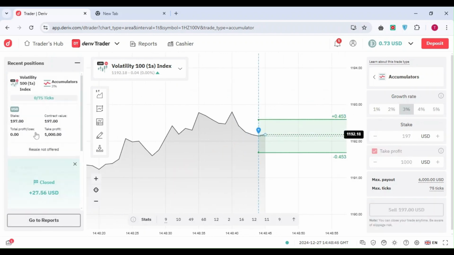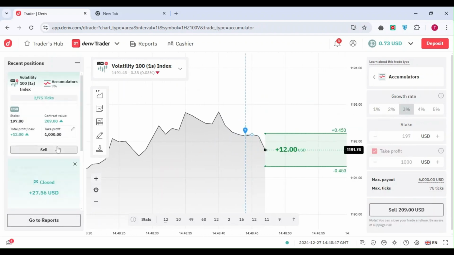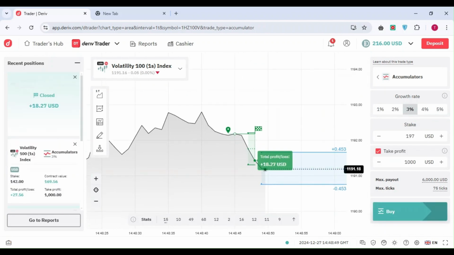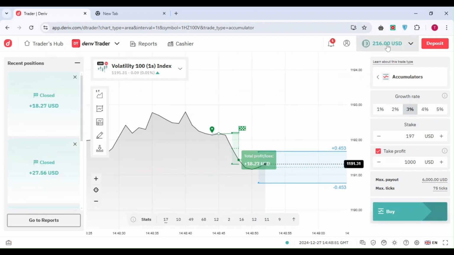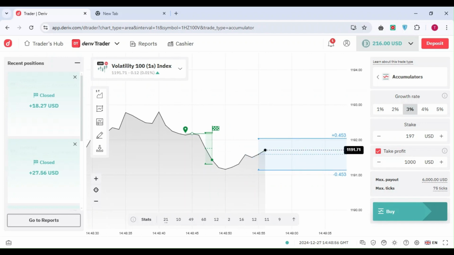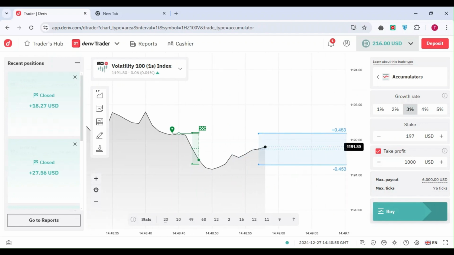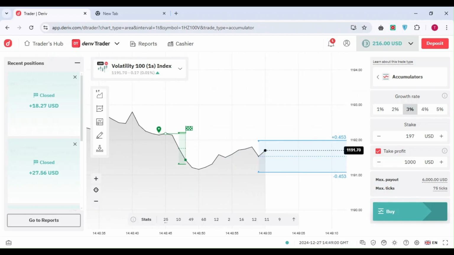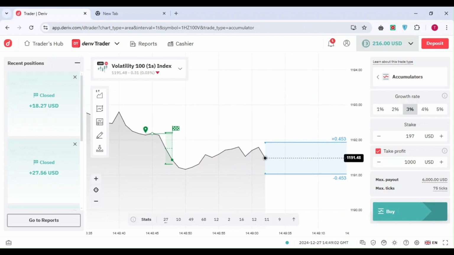So I wanted our account to get to $10, and we're going to get out of the market. $18, we get out of the market, we have 216. So we've doubled our account in a matter of seconds. Where else are you going to get double the amount that you've put in? It's like printing money out of thin air.